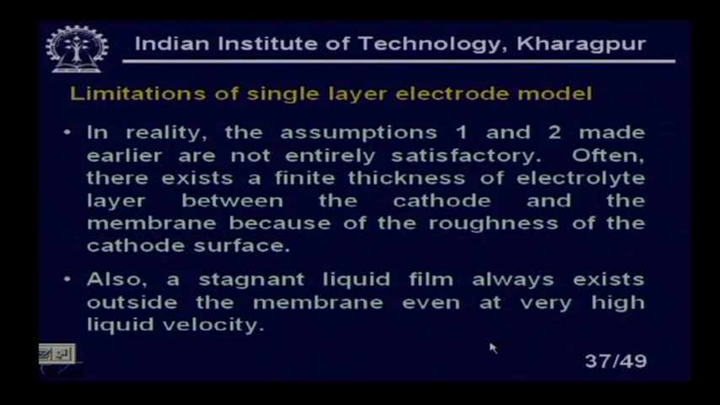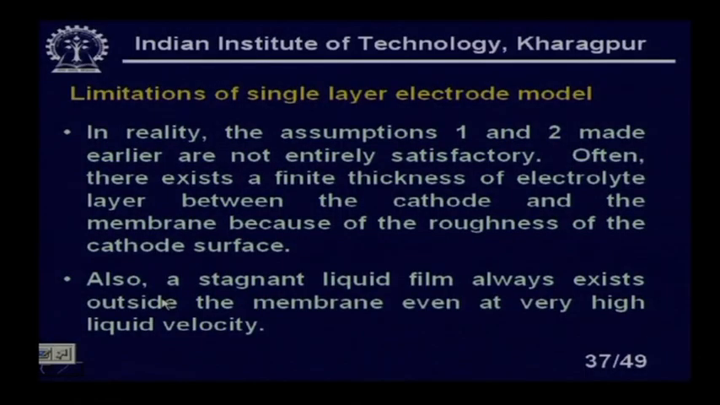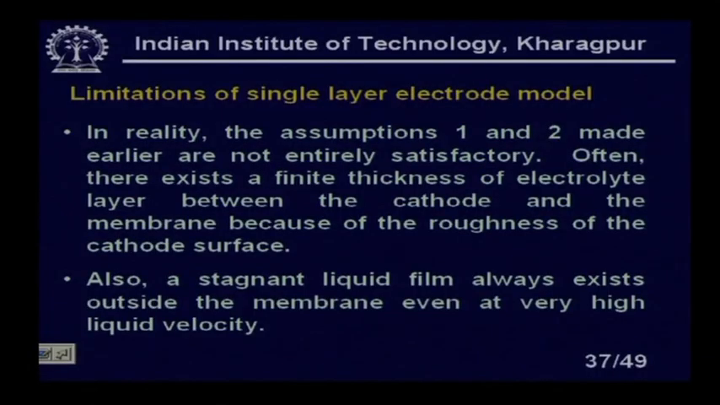Also, a stagnant liquid film always exists outside the membrane, even at very high liquid velocity. Even though we have a very good start in the reactors, usually there will be liquid, so there is always a stagnant liquid film outside the membrane, even at very high liquid velocity, clear. That means the liquid which is in contact with the membrane has a liquid film existing, which is stagnant.